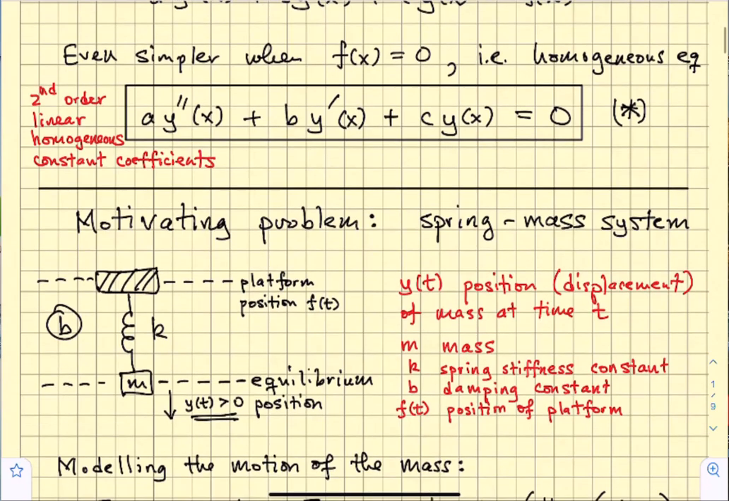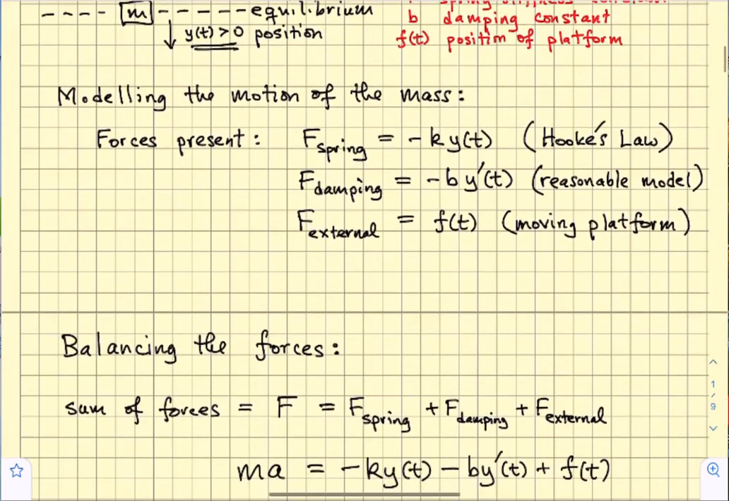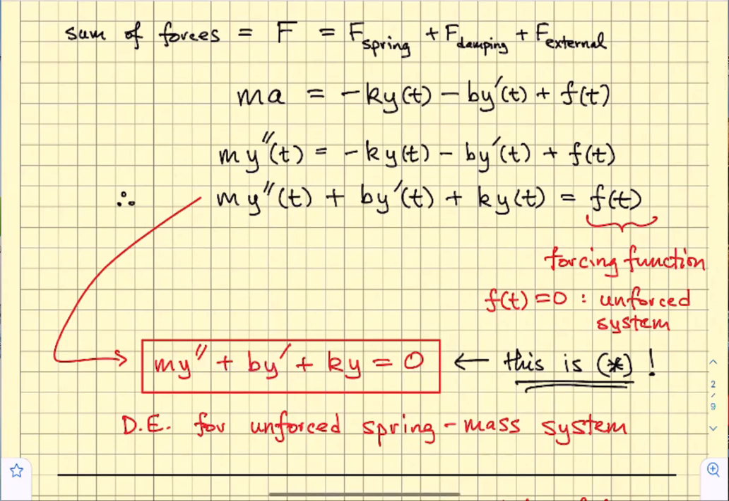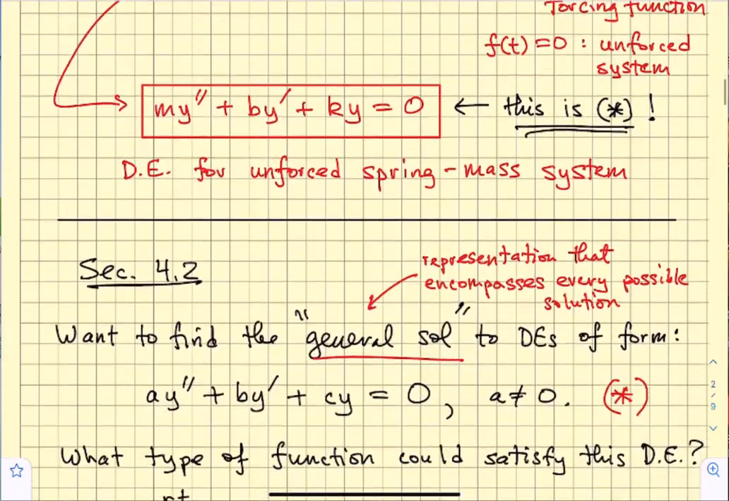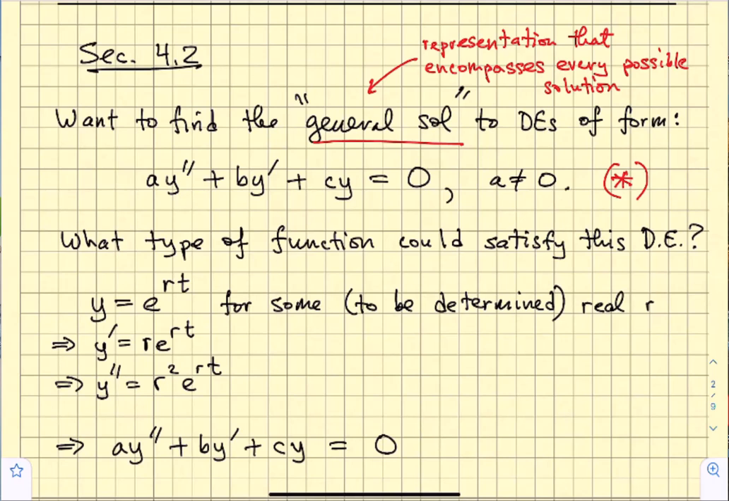So you could think of this as just a math problem, but I wanted to root and ground this in some physical application so that you can see where these might come from. This is just a prototypical second order linear homogeneous constant coefficient differential equation. This is the differential equation for the unforced spring mass system.